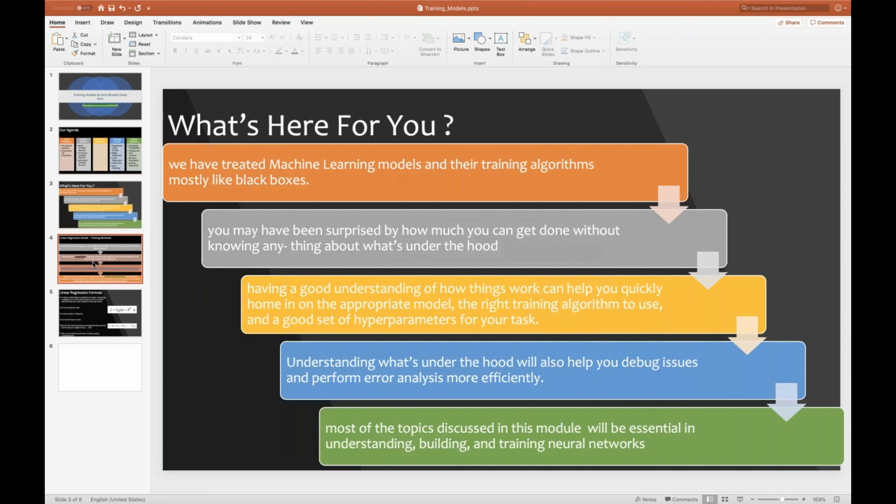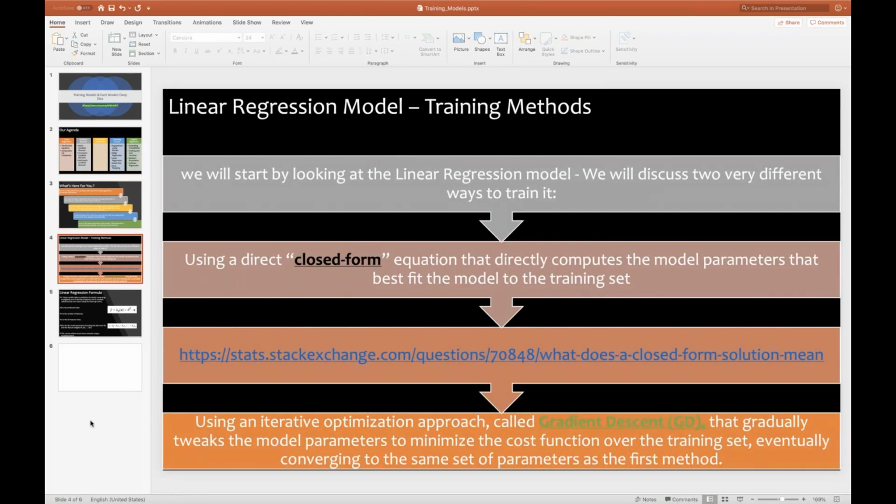Now, linear regression. So you applied linear regression, you fit the model, you optimized the model, you evaluated it, you did a cross validation. Perfect. Now, there are two different ways to train a linear regression. The first one is using a direct closed form equation that directly computes the model's parameters and fits the best model to the training set. The other one is the iterative optimization approach called gradient descent. Gradient descent tweaks the model's parameters to minimize the cost function.